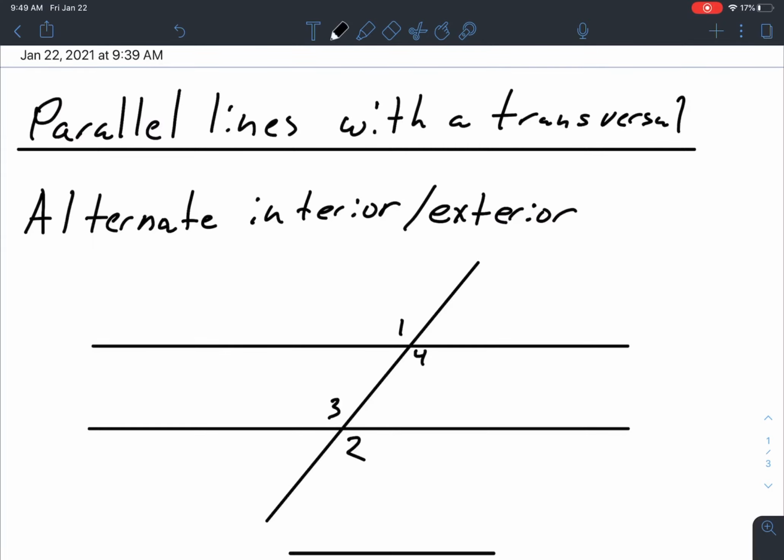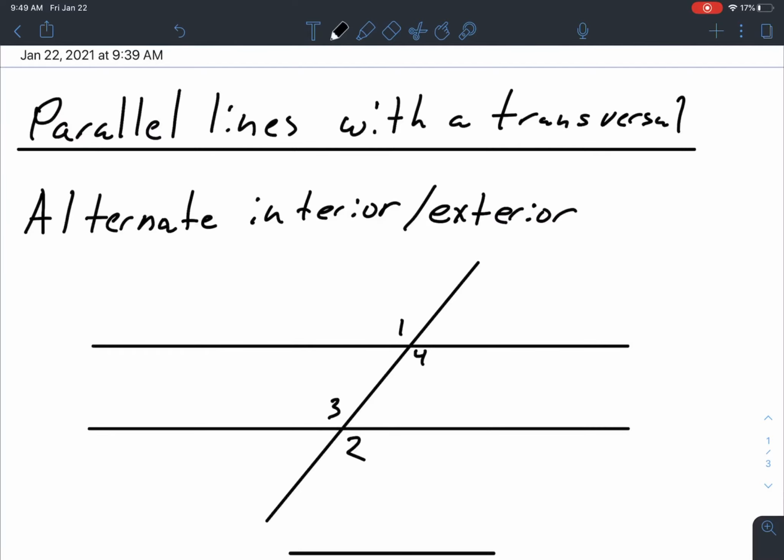Hello everybody. Today we're going to be going over parallel lines with a transversal and the theorems that are associated with this property. The big thing that I want you to take from this is what is true and what's not true. I've already posted an assignment for you to be working on, and this will help you with that assignment.